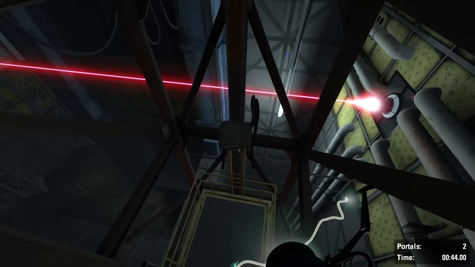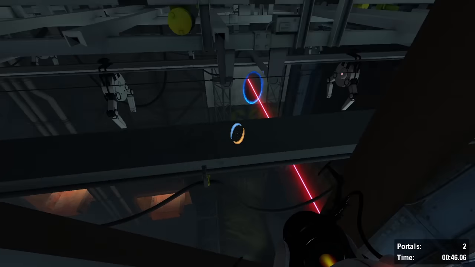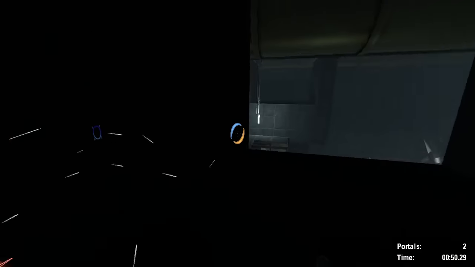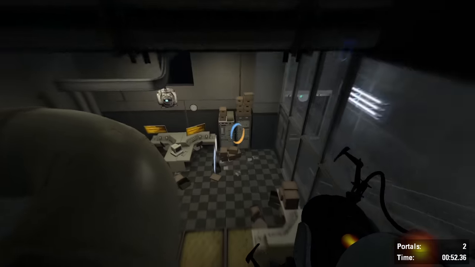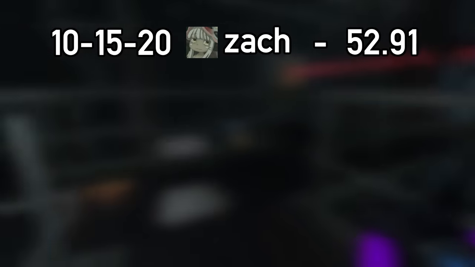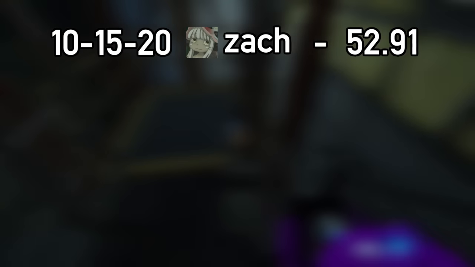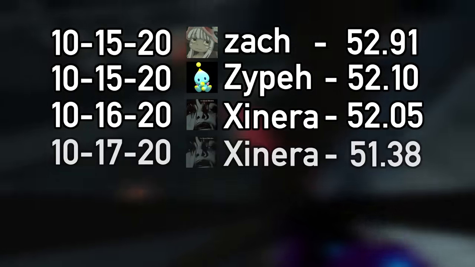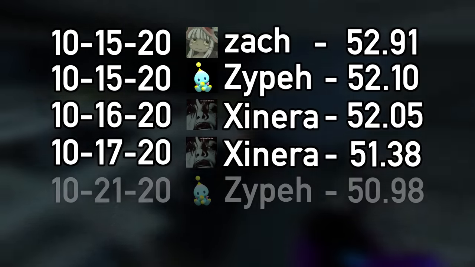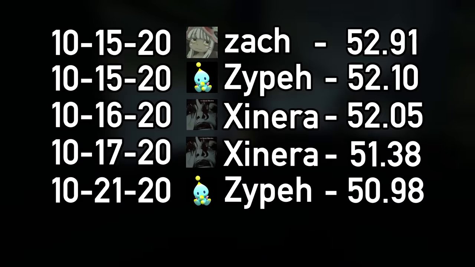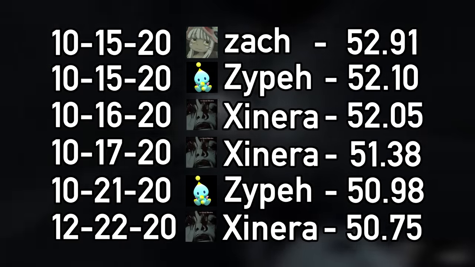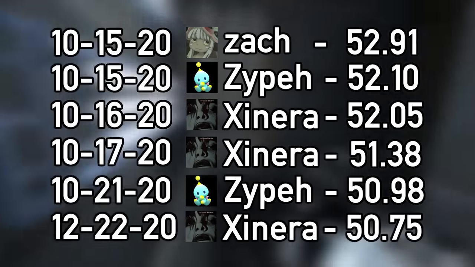Zach was the first runner to get a world record run with the Implosion Skip, achieving a time of 52.91 on October 15 of 2020. In the following week, the record would be lowered 5 more times, as Zaipe and Zanera would take turns lowering the record. However, Zanera would have the last laugh, as 2 months later, in December, he would take back the record with a time of 50.75.